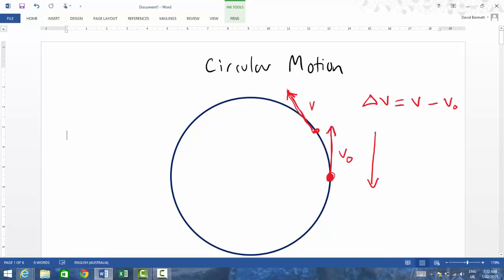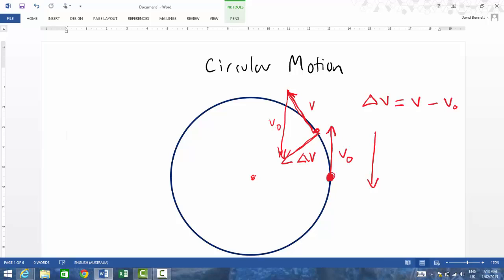Alright, so if I do that, put my vector going there, that's my initial velocity, then what you'll see is that change in velocity over here is in fact directed towards the centre of the circle. And that is the centripetal force that we're actually looking at. So the centripetal force is always directed towards the centre of rotation. And that's a key concept that you need to make sure that you understand about circular motion.